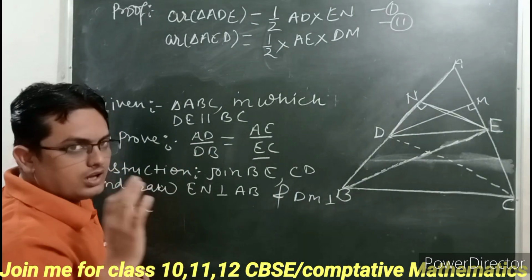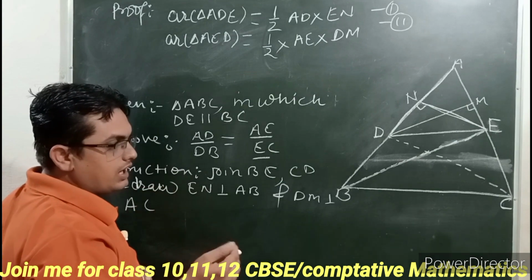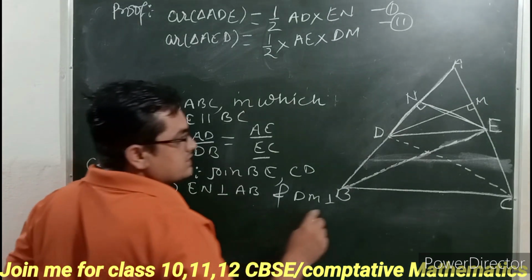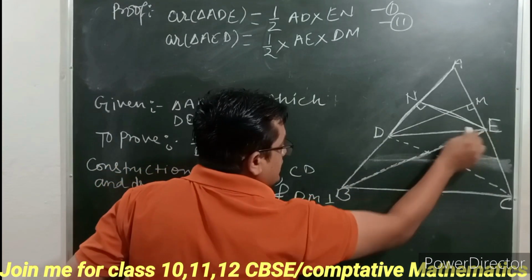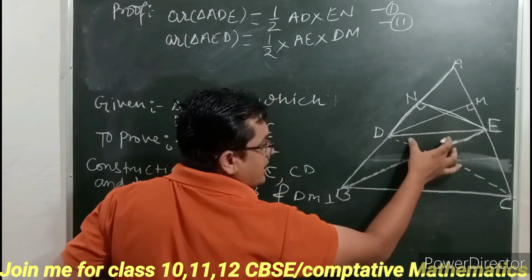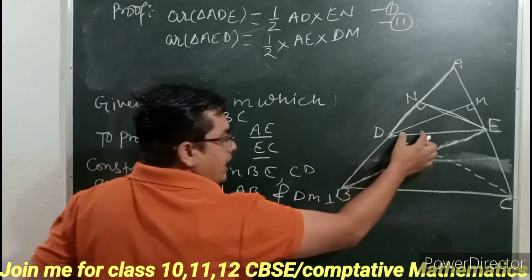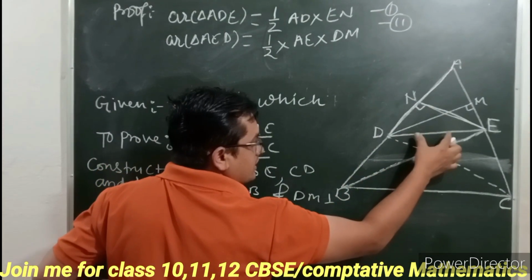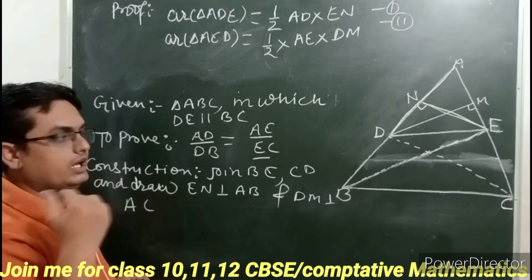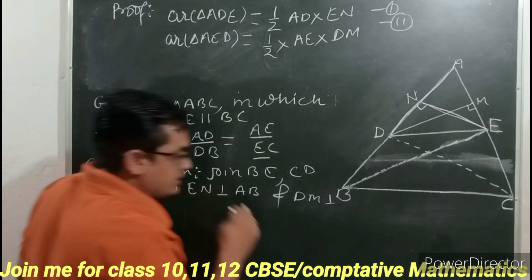And we know that in class 9 there is a theorem: triangles on the same base and between the same parallels are equal in area. We can see here triangle BDE and triangle CDE both lie on base DE and both lie between the same parallels DE and BC. So they are equal in area. So we can write here. Firstly, write this.